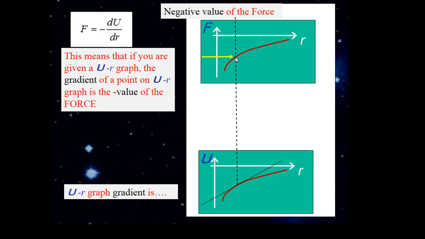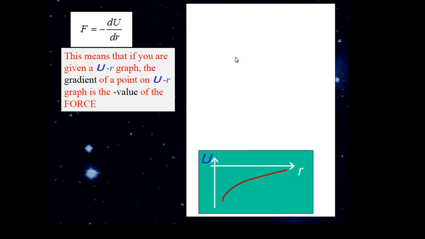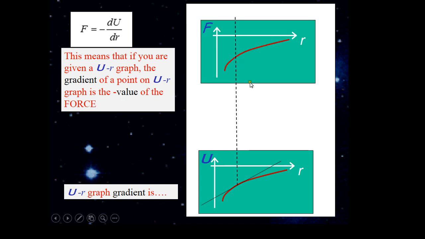One more time now, the order of sequence that came out was this. You have a UR graph. I find a gradient at a point. I'm finding the value of the F here, indicated by the golden arrow. Right? So the gradient is a negative value of the force, which means the negative of the gradient is the value of the force at that point.